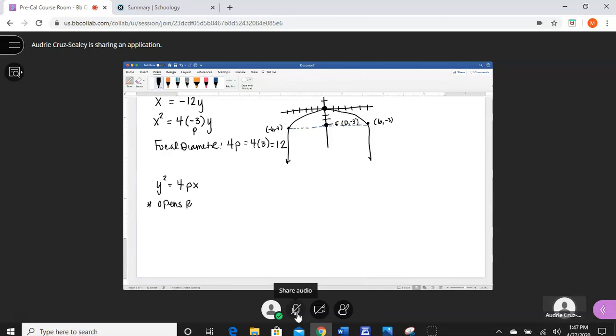It opens right, of course, if your p is positive. It opens left, of course, if your p is negative.